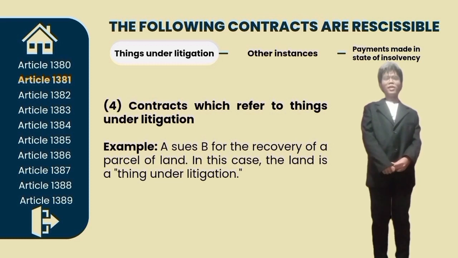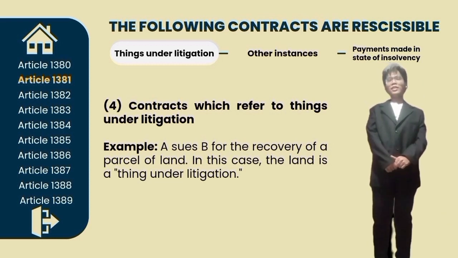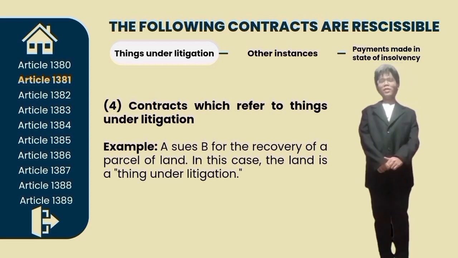A can protect his right to the land by filing a notice of lis pendens if B sells it to C without approval. A may also petition the court for the attachment or appointment of receivers for personal property. Fifth is the other instances. Some of the specific contracts subject to rescission are as follows.